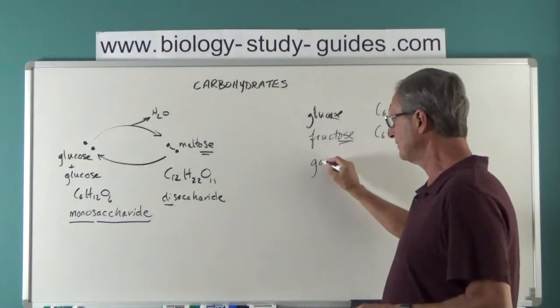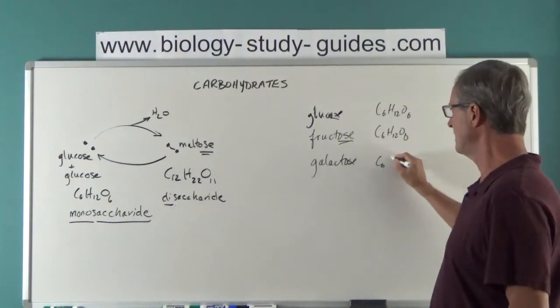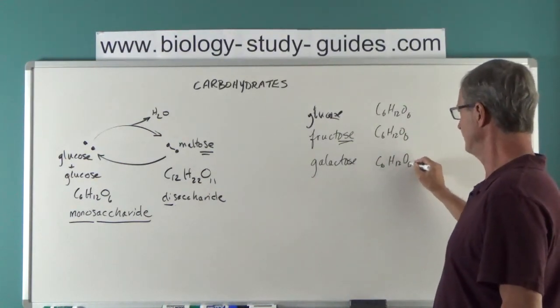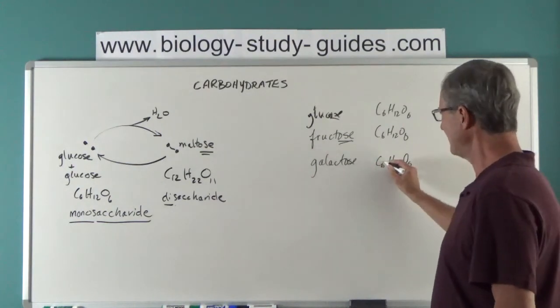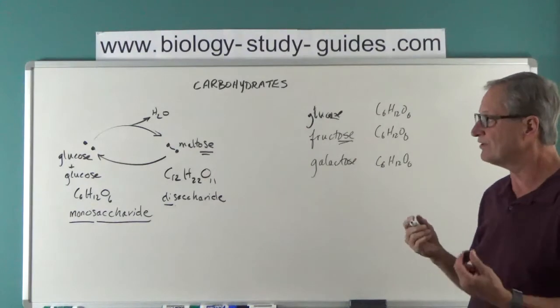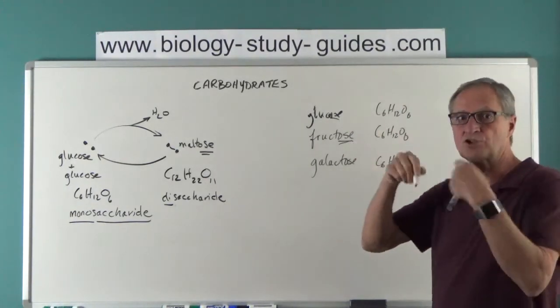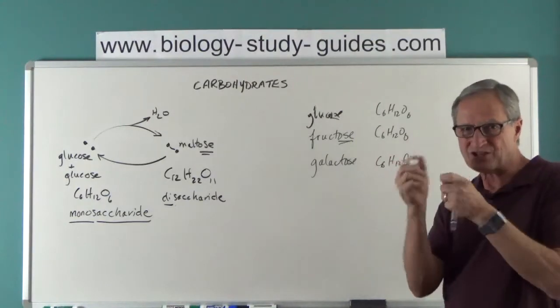We could have galactose. It's another one. It's also C6H12O6. And you start to wonder, well, how can you have all these molecules with exact same chemical formulas? Well, the answer is that they're not exactly put together the same way. They've got the same parts in total, but they're attached slightly differently.